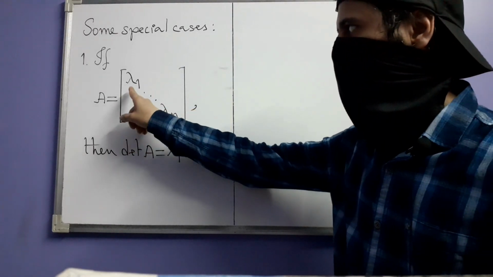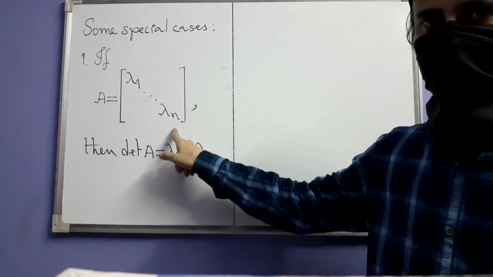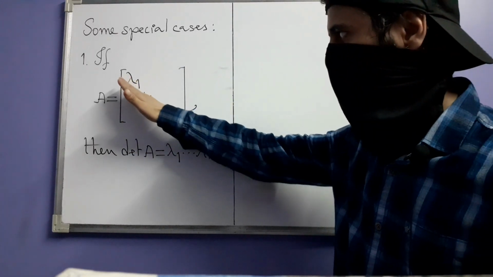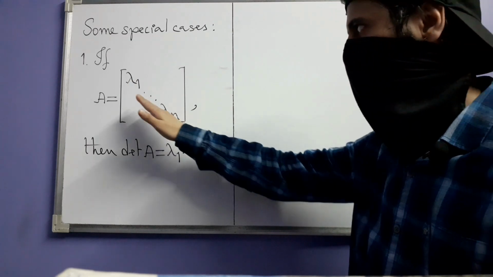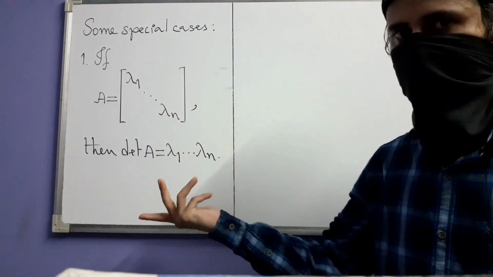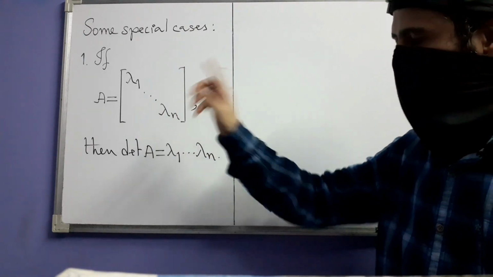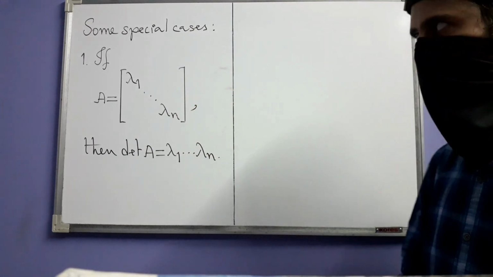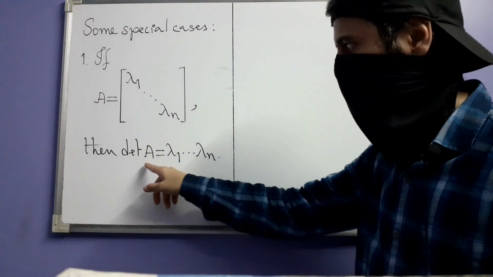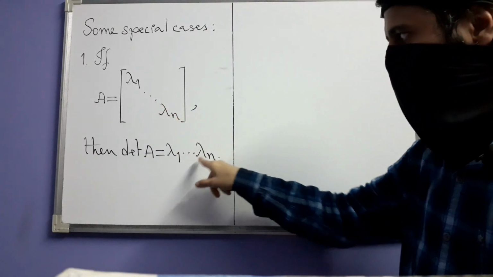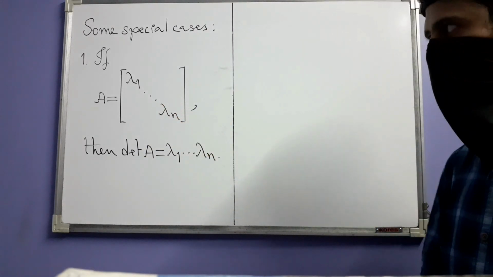If your matrix in particular is a diagonal matrix, where you have some entries along the leading diagonal which may or may not be 0, but all the off diagonal entries are 0, then this is also a triangular matrix. So by that result, its determinant would also be the product of these diagonal entries.